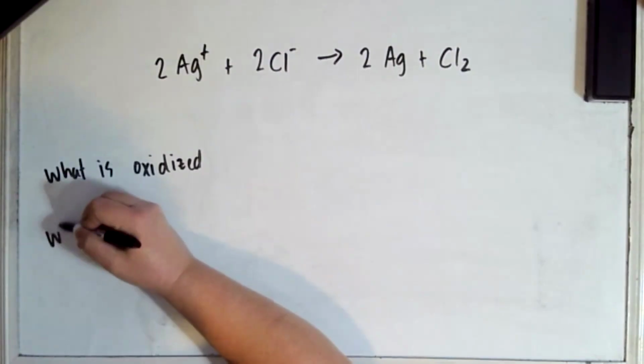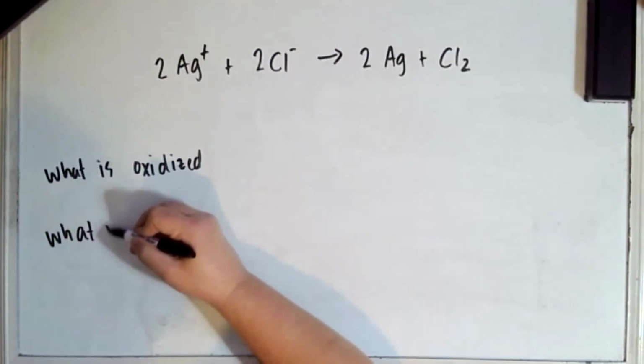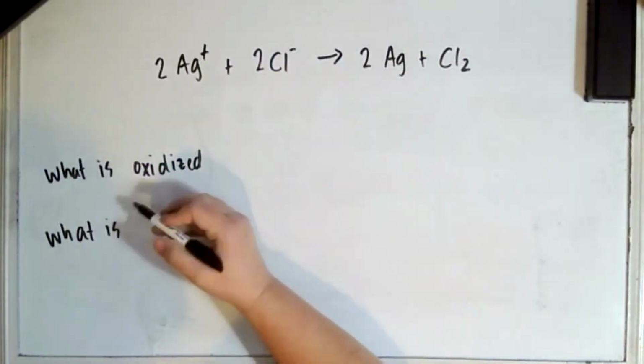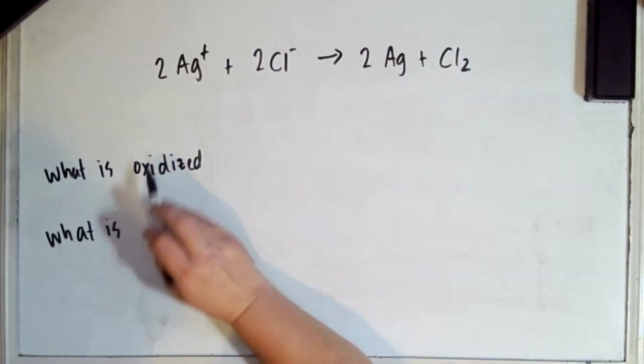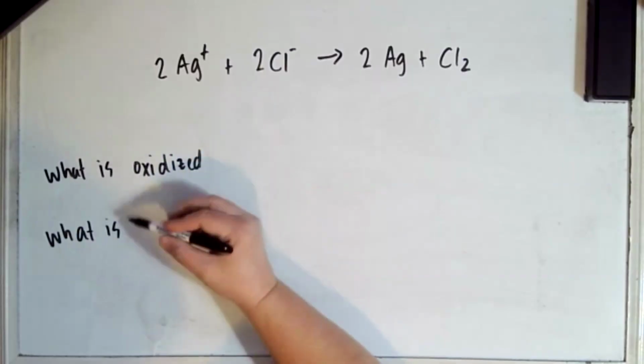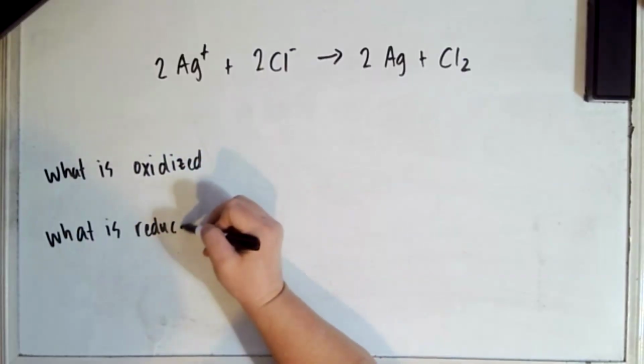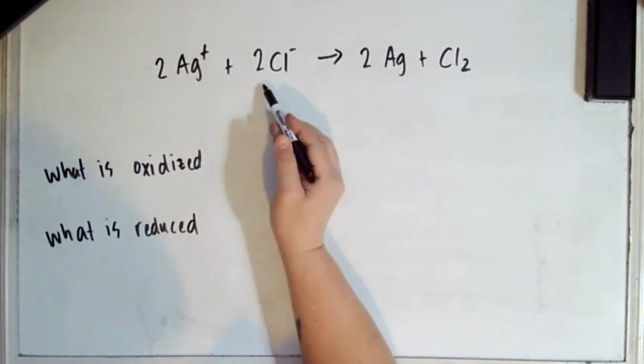The only things that can be oxidized or reduced are your reactants. Your products are the result of the oxidation and reduction. So when we're looking to see what is oxidized, it's going to be one of these 2 reactants. When we're looking to see what is reduced, it's one of these 2 reactants.